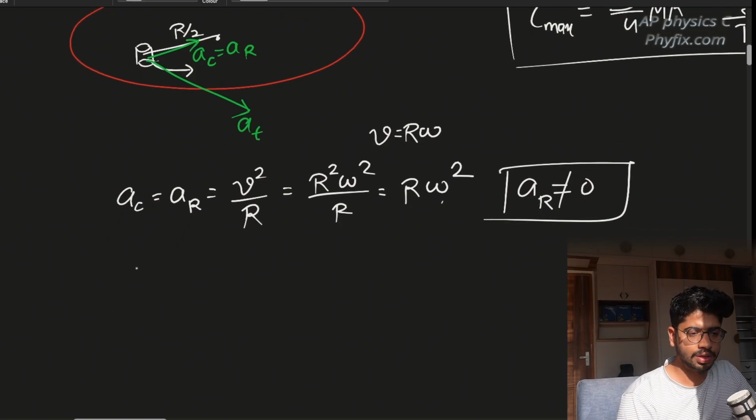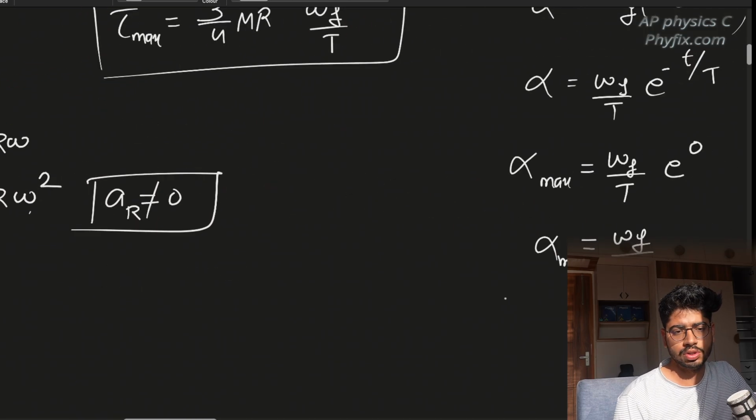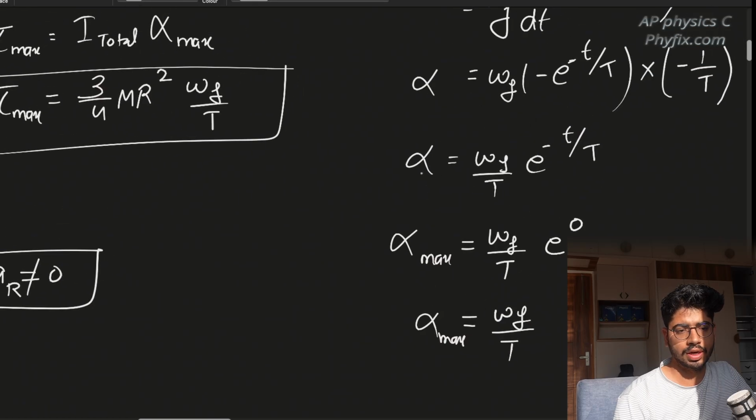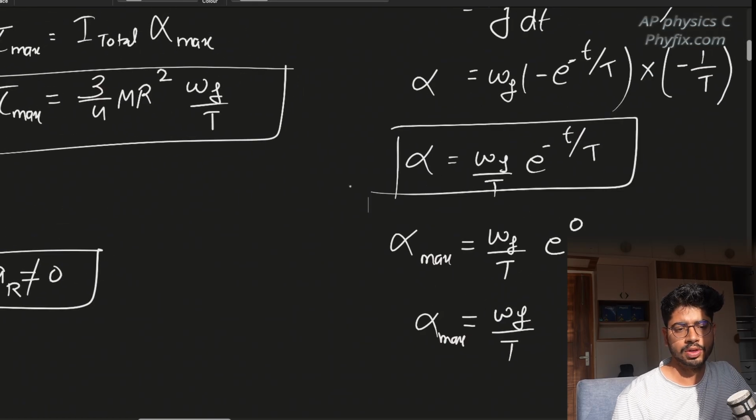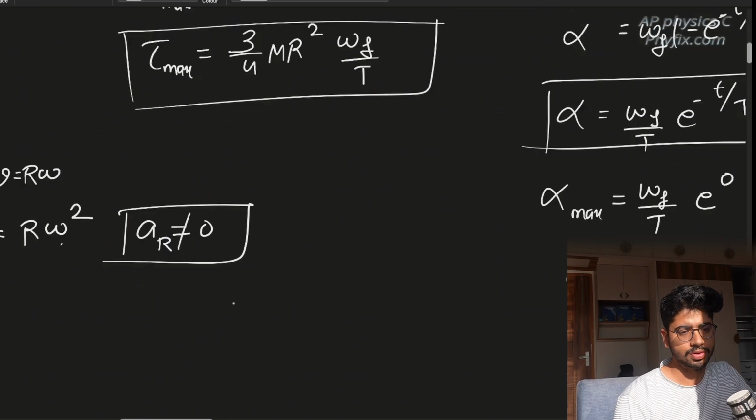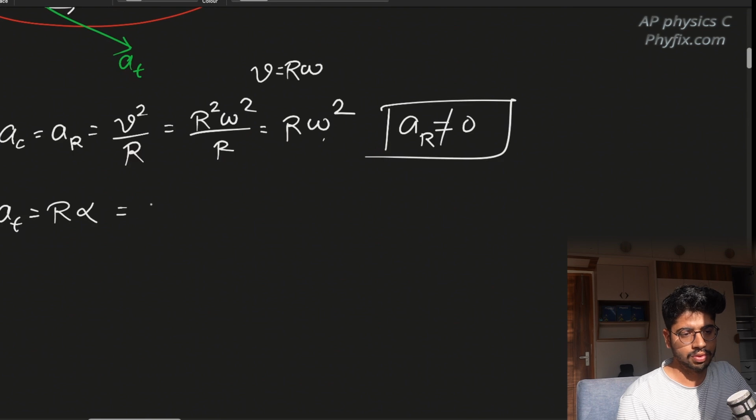Then the other one is the tangential component. In this case it is due to R alpha. The tangential component is R alpha, and alpha is non-zero here because we already calculated alpha as time is passing. So alpha is there, and it is also non-zero. Basically you can plug in the values if you want.